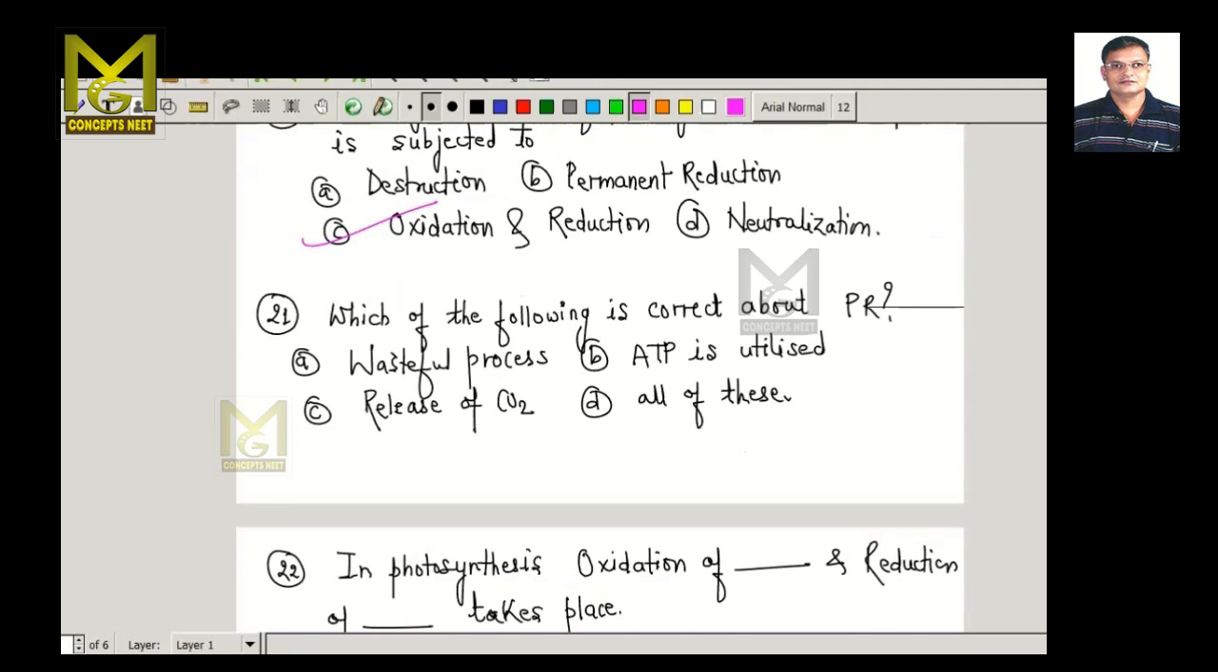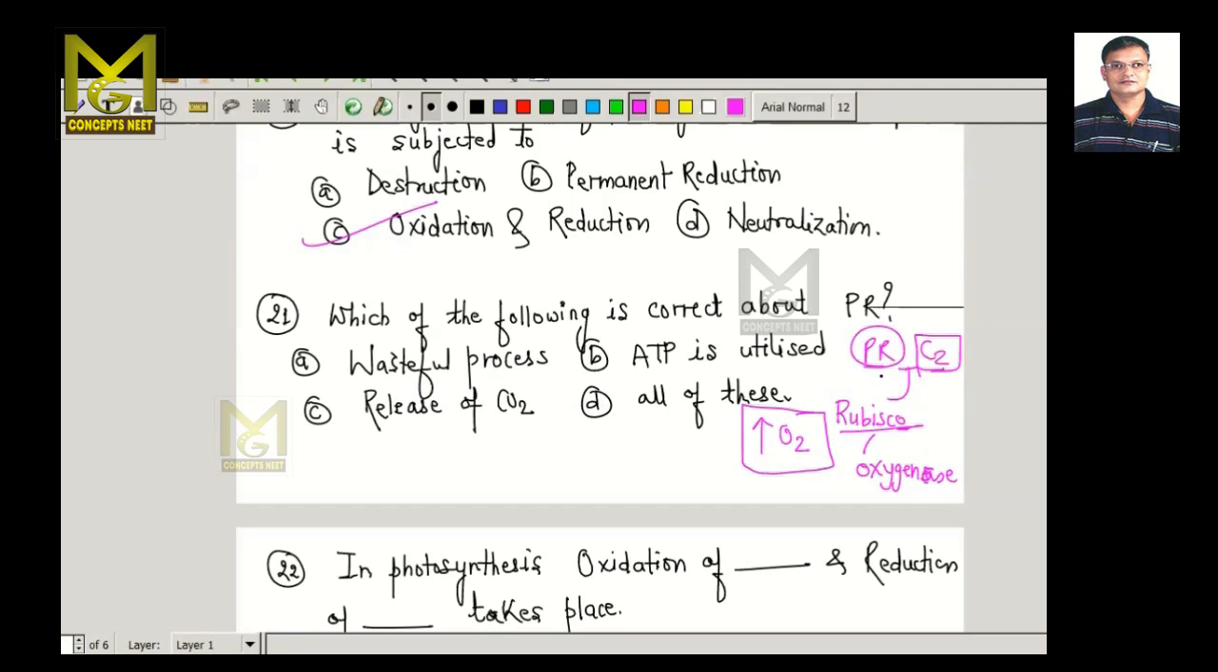Which of the following is correct about photorespiration? Photorespiration takes place in the presence of a large concentration of oxygen. In this case, rubisco acts as oxygenase, which is responsible for the diversion of the cycle from C3 to C2. The C2 cycle is also referred to as photorespiration. Because of high concentration of oxygen, rubisco now acts as ribulose bisphosphate oxygenase.